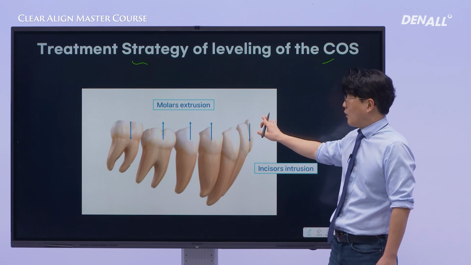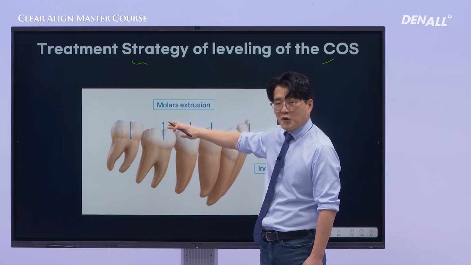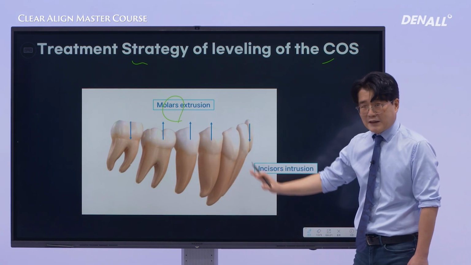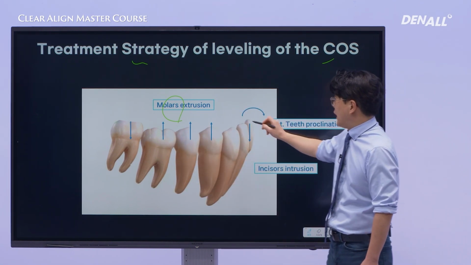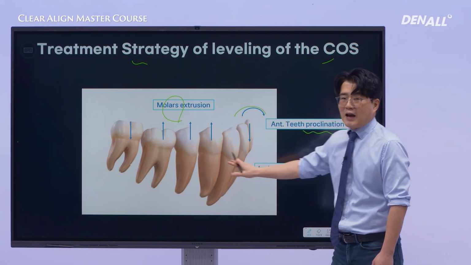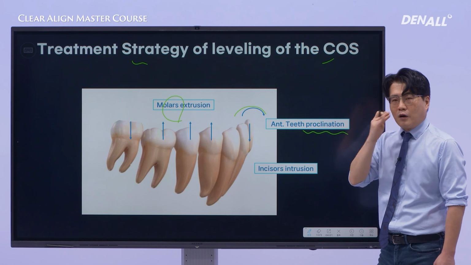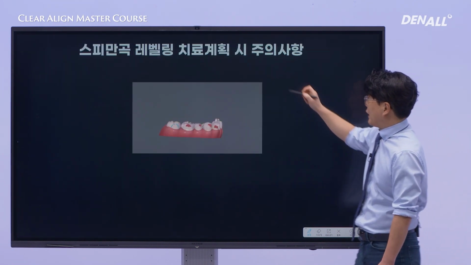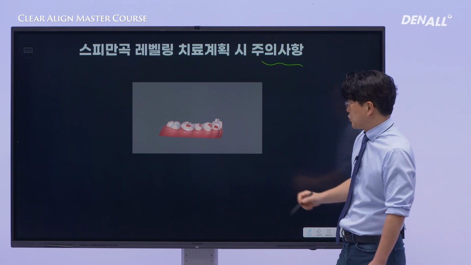In this case, when the amount of incisor intrusion becomes excessive, we may consider slightly extruding the molars. This approach is known as relative intrusion, which produces an anterior intrusion effect. And finally, the proclination of the mandibular anterior teeth. Through these three types of tooth movement, we can level the curve of Spee.